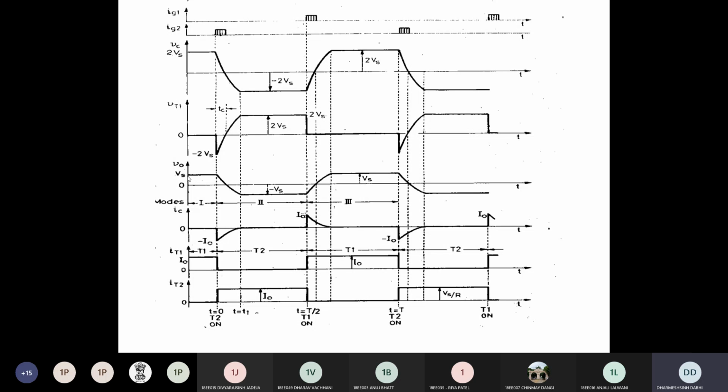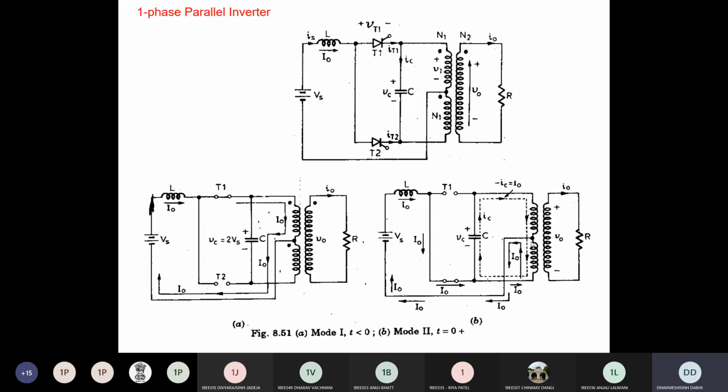Now at the same time we see the output voltage. Initially, with conduction of T1, your output voltage is Vs, but after that you can see that the output voltage is decreasing. Why? Because your capacitor is discharging now. As the capacitor is discharging and the capacitor is connected to the primary winding, the primary winding voltage decreases. In the same way the secondary side voltage is also decreasing. You can see that here.